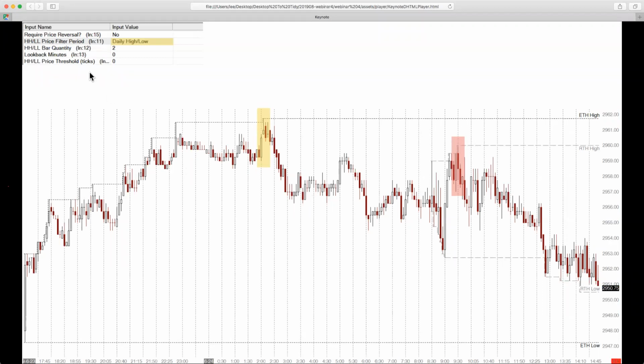So be mindful, if you're using an extended session chart and you're breaking your charting out into both sessions on the same chart, using daily high can potentially restrict what you see versus the session high, session low.